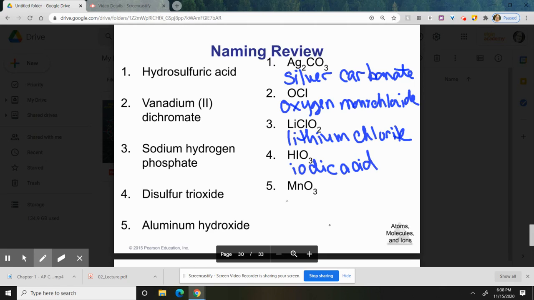Now, this last one, we've got manganese. Now we know it's a transition metal, so we've got to list the charge of it. There's 3 oxygens, each with a charge of -2. So -2 times 3 is -6, which means manganese is going to have to be +6. So manganese 6 oxide.